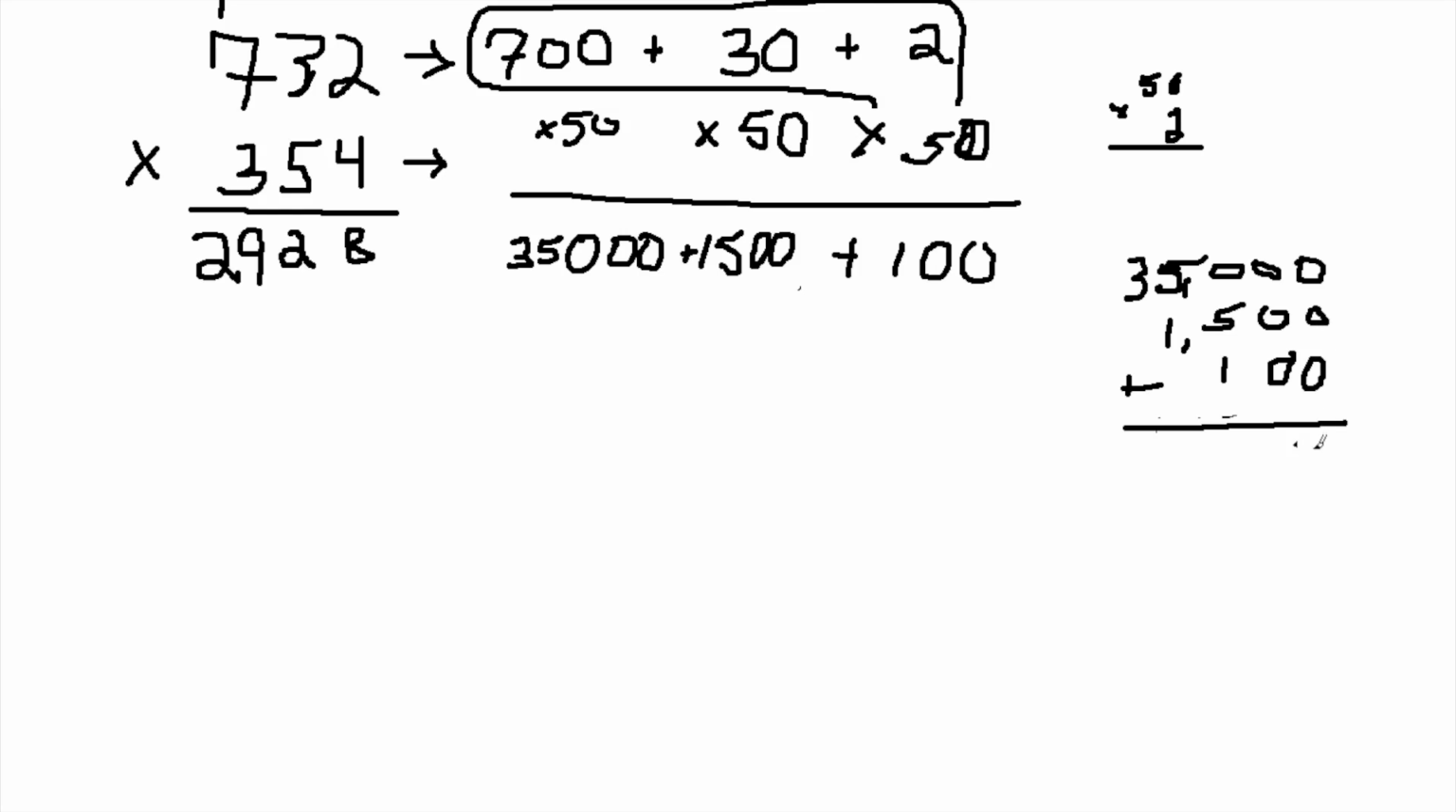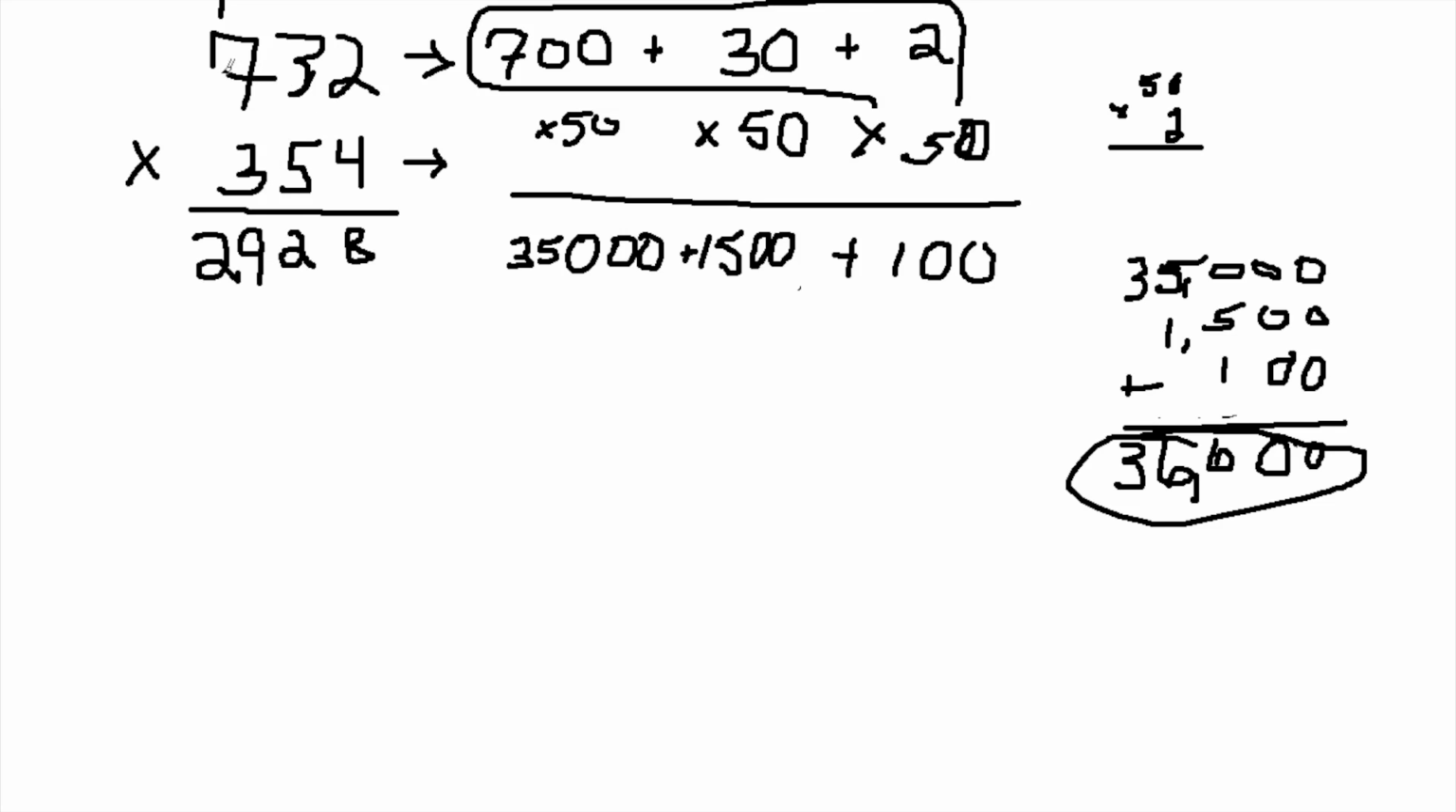Zero plus 0 plus 0 is 0. 0 plus 0 plus 0 is 0. 5 plus 0 plus 1 is 6. 5 plus 1 is 6. 3 plus nothing is 3. 36,600. That's what the answer should be in the second row.